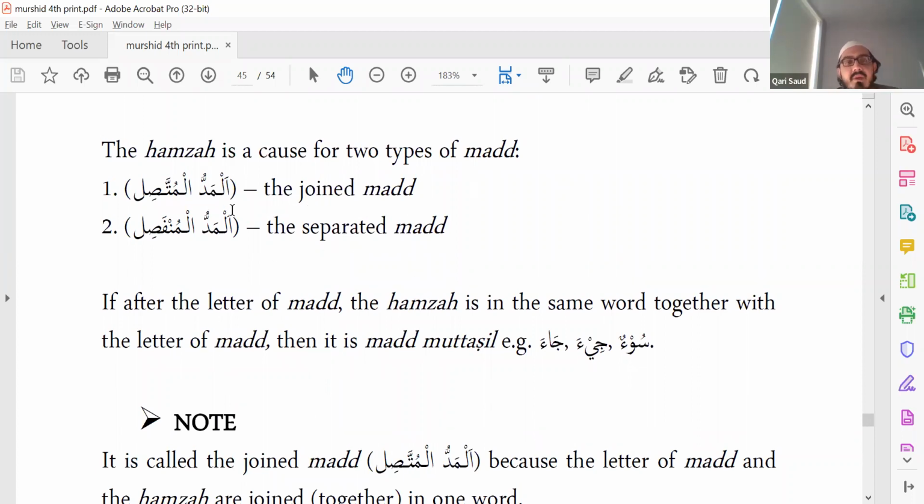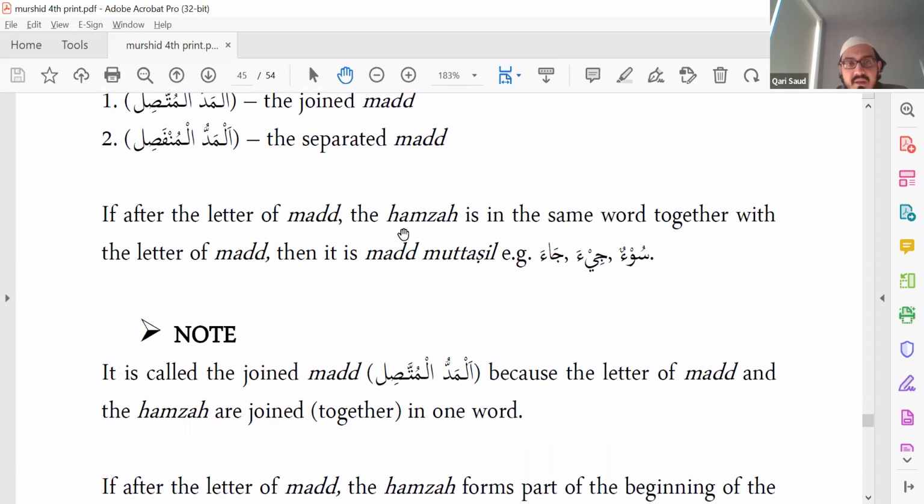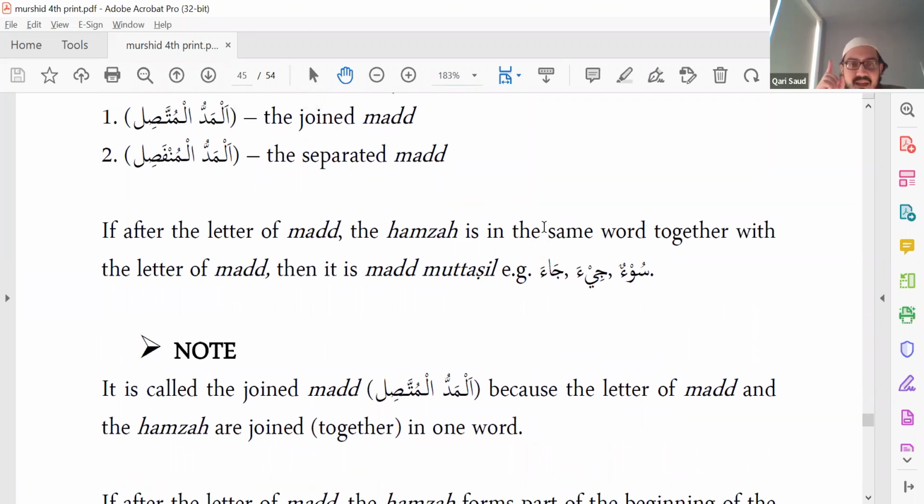So muttasil comes from the word ittasala or wasala, and then we have munfasil, fasala. Remember in the beginning we have fasl awwal, wasl thani, and so on. So wasala means to join, muttasil, ittasala, and infasala means to separate. So we have two types of mad. If after the letter of mad, the hamza is in the same word together with the letter of mad, then it is mad muttasil.